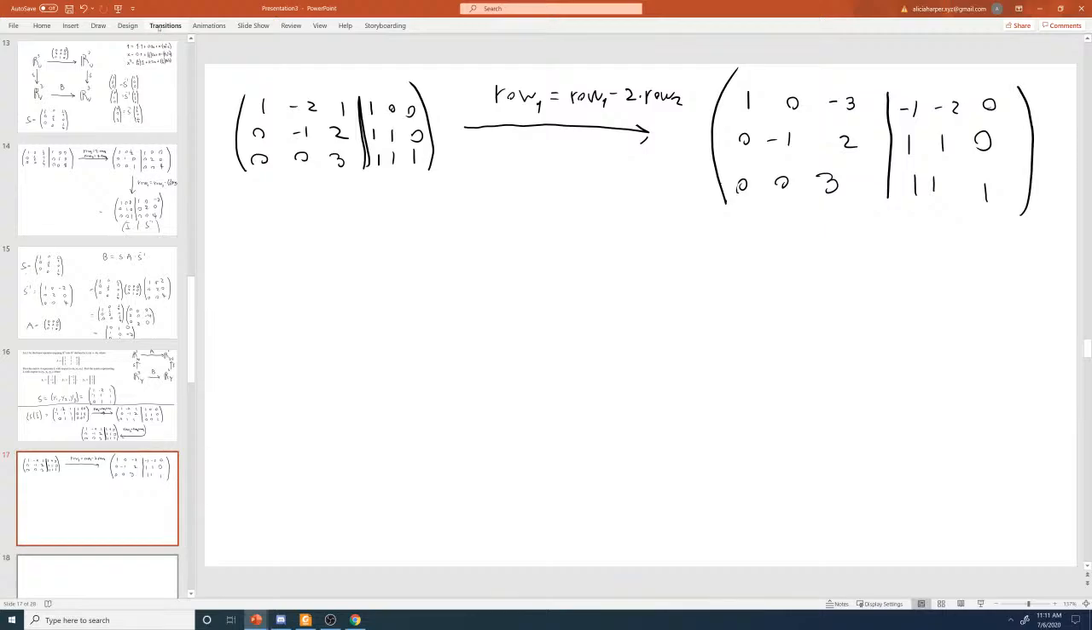I'm also going to change this a little bit. I'm going to set row 3 here to be equal to 1/3 row 3.